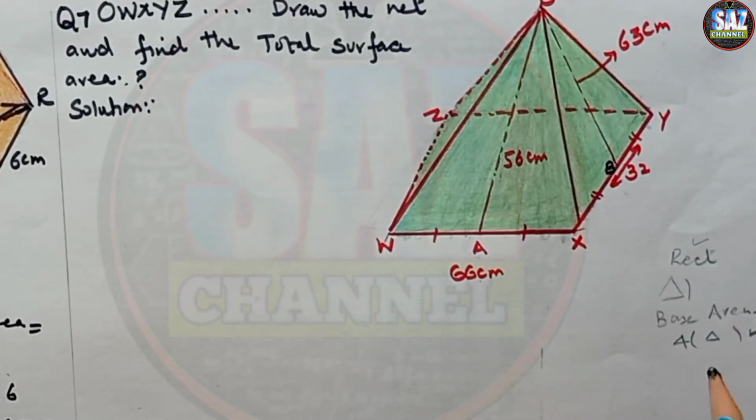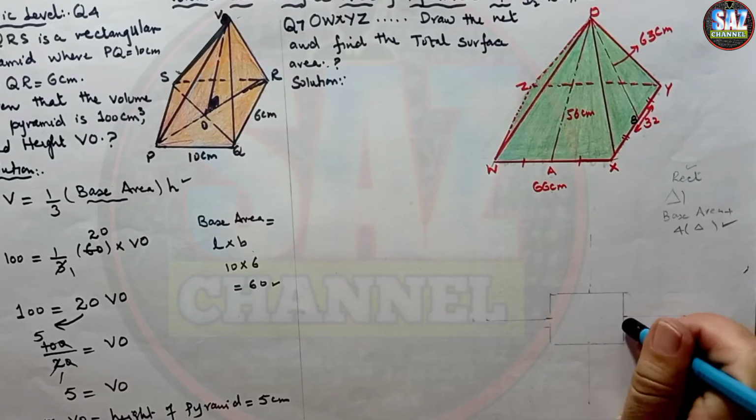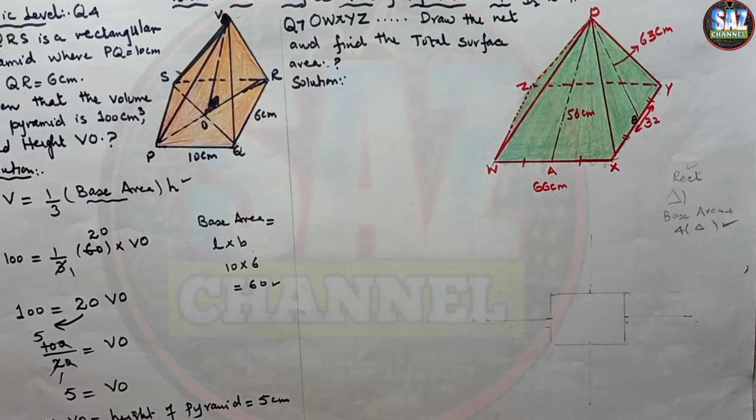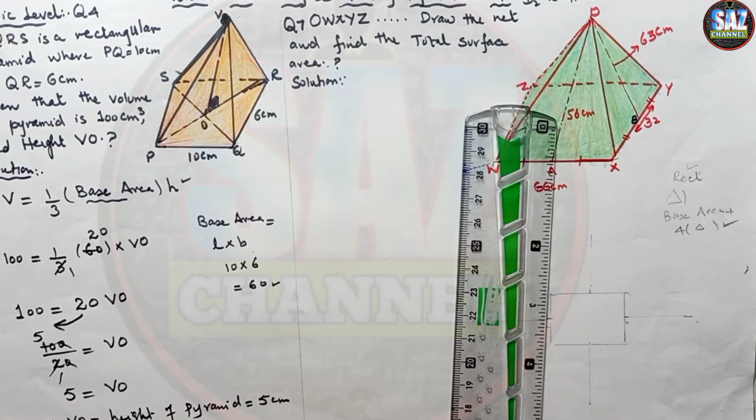I hope you are clear about this situation. Let me draw the net as well so that my students can understand the question easily. The net is not drawn according to actual dimension.